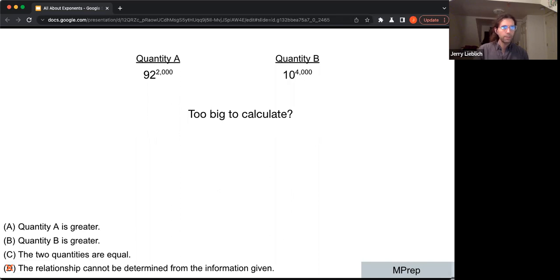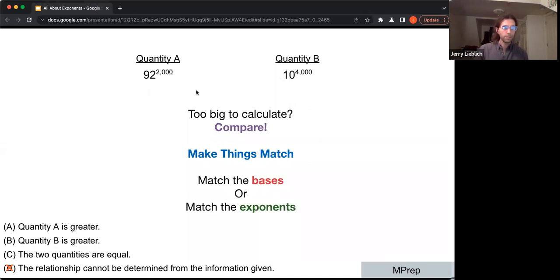Again, we have numbers that are too big to calculate. So we're going to need to compare them. And to compare these, well, I've got kind of a problem here. On one hand, I've got a larger base, but a smaller exponent. I can't compare across these. So I need to try to make things match. Get these to talk to each other. So either I'm going to match the bases and compare my exponents, or I'm going to match my exponents and compare the bases.